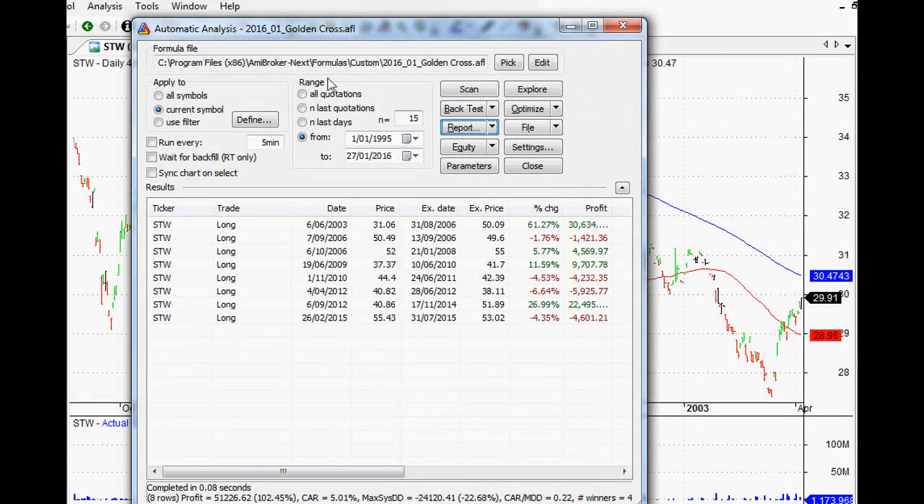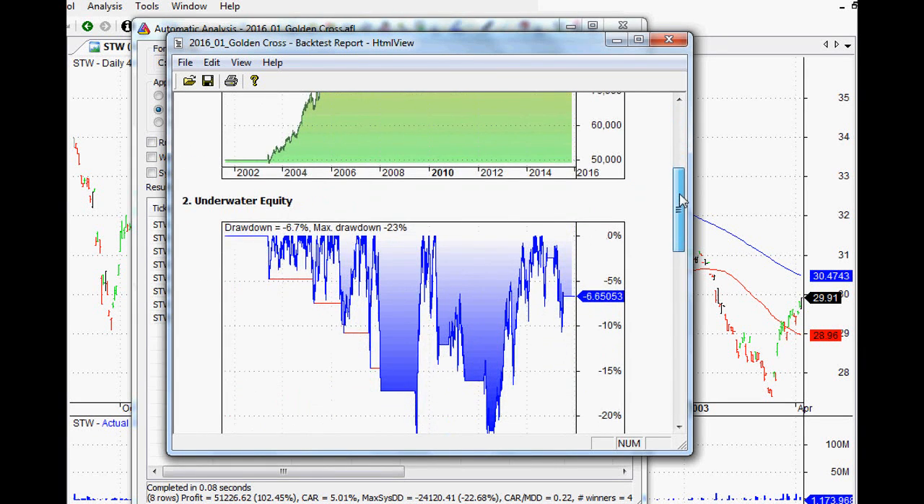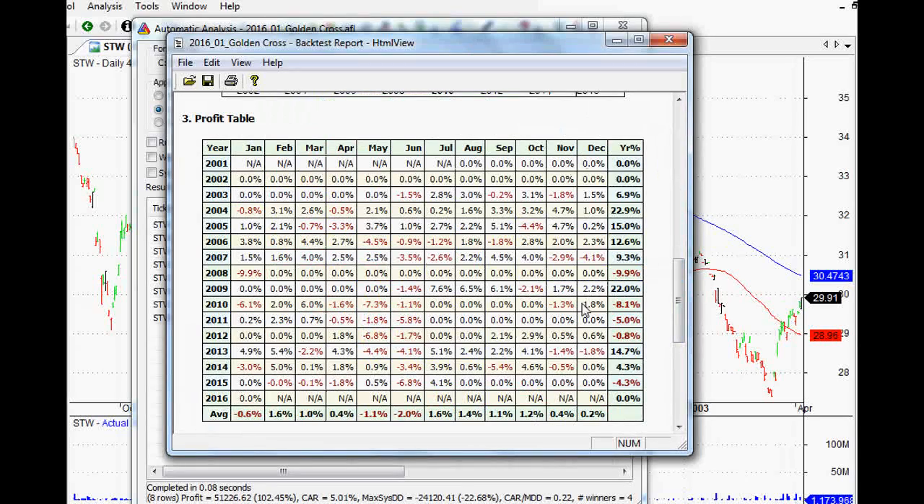And let's do a report. Let's check out the chart. So you can see it turns $50,000 into about, it basically doubles its money in about 13 years, which is not too bad, tracking that index. And you can see the returns there.